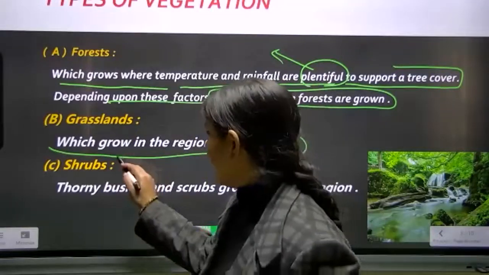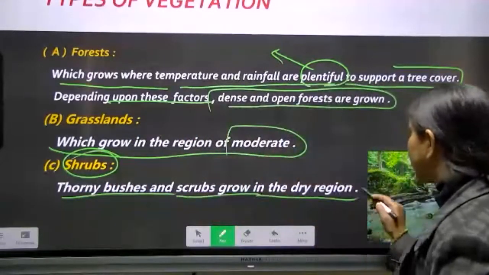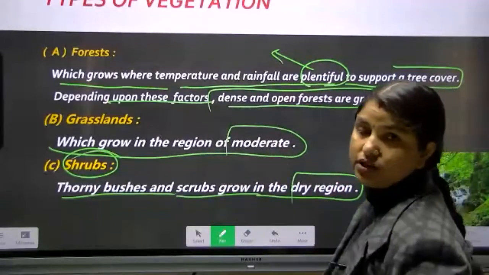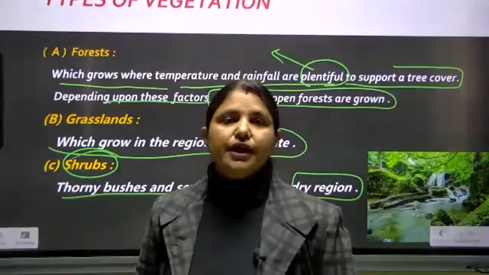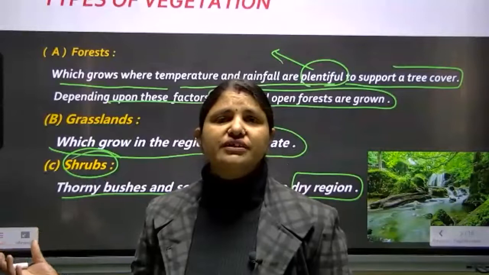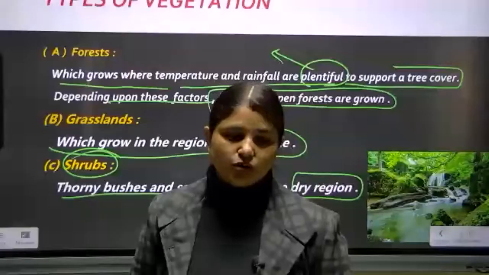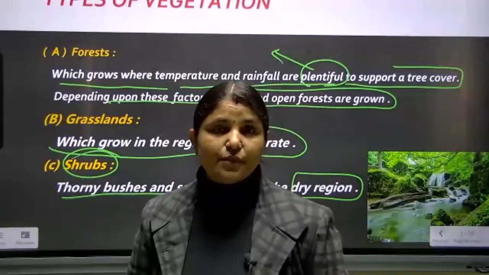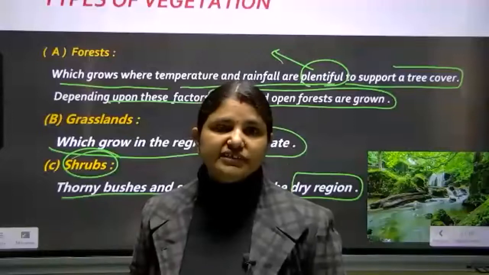Except that, the last one is scrub. Thorny bushes and scrub grow in the dry region. Scrub, like we can say in general language, bushes. And these thorny bushes generally grow in the dry area where there is scarcity of rainfall, just like Rajasthan and all.